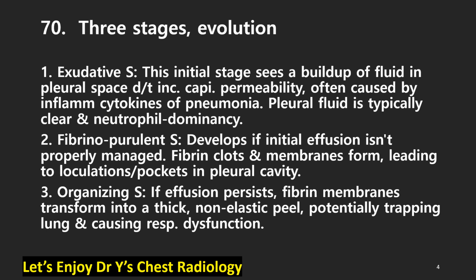2. Fibrinopurulent stage develops if the initial effusion isn't properly managed. Fibrin clots and membranes form, leading to loculations or pockets in the pleural cavity. 3. The latest stage, organizing stage. If the effusion persists, fibrin membranes transform into a thick, non-elastic peel, potentially trapping the lung and causing respiratory dysfunction.